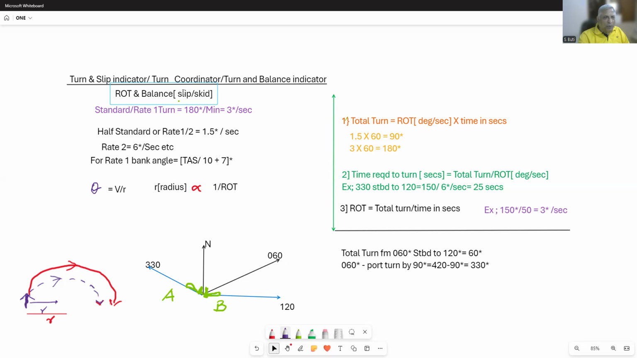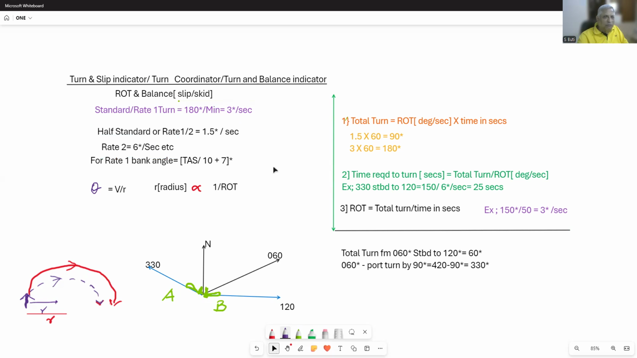Generally, you should prefer to play around with the rudder, because bank you should avoid playing around with if you are flying at a particular rate of turn. If I am flying at rate 1 turn and your needle is pointing at rate 1, that means you are turning 180 degrees per minute or 3 degrees per second. Half standard rate, you are turning at 1.5 degrees per second. Rate 2, 6 degrees. Rate 3, 9 degrees, etc.